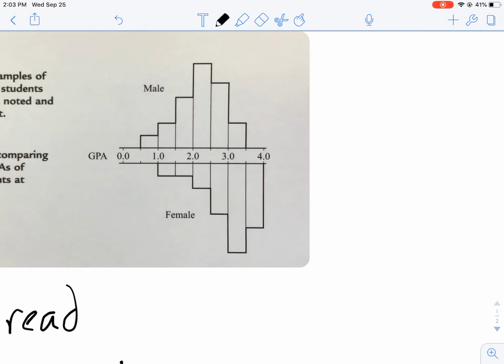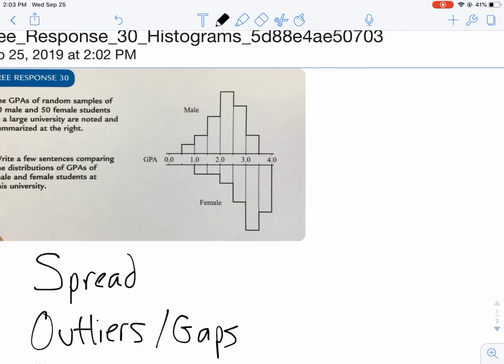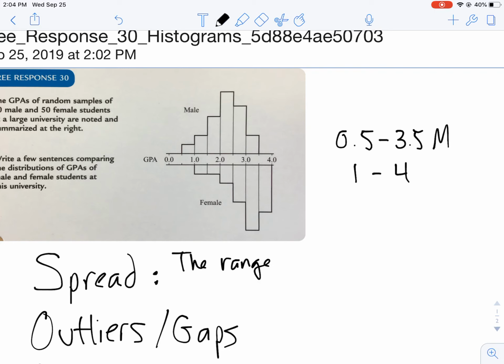Now, if I look here for the males, it looks like I have a spread of about a range of 0.5. I can't write on this. That's all right. I get 0.5 to 3.5 for the males. And then for the females, I get 1 to 4. So as far as my spread goes, it looks like the spread, or the range, is the same. So I'm going to cite that the range is the same for both.